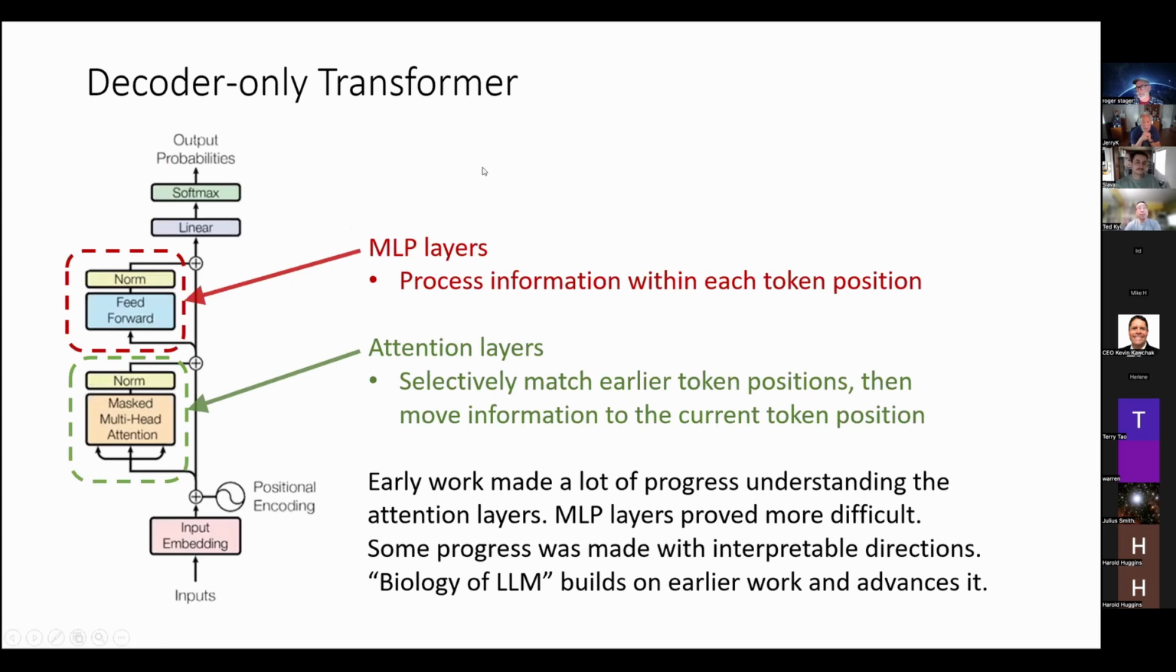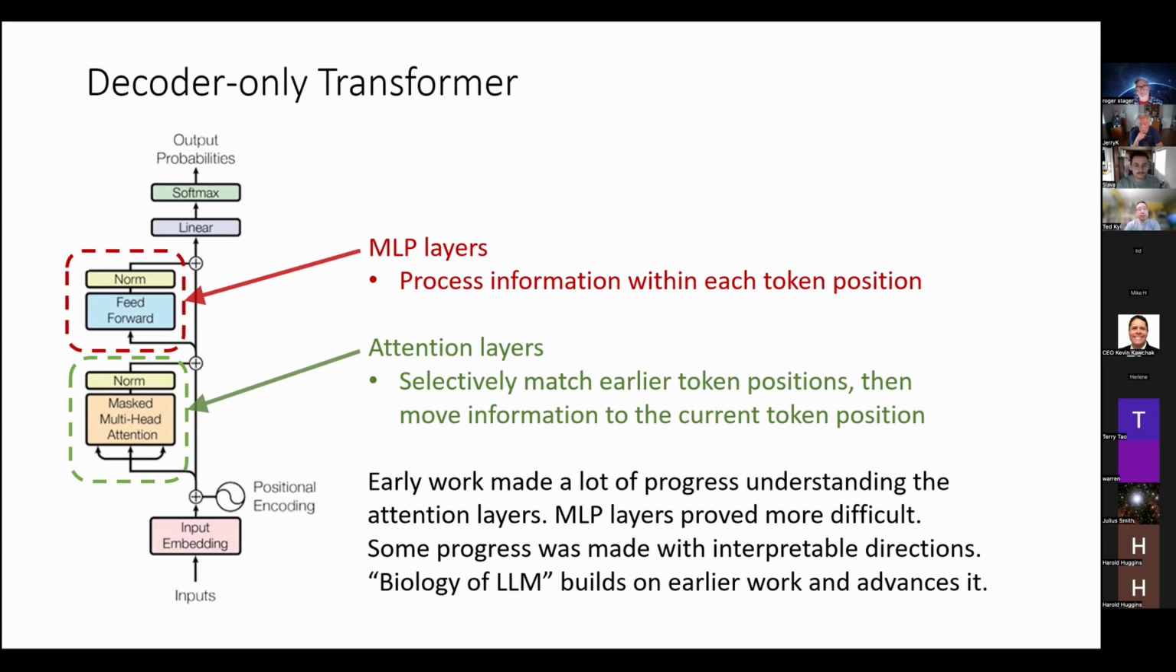So super briefly, if you know what a transformer is, we've got MLP layers and we've got attention layers. Super oversimplified, but the MLP layers cannot see any other tokens. Information can be copied to the current token position, but the MLP can only operate on it after it has already been copied to this token position. So these are just information processors. They can look up facts, they can do certain kinds of calculations.